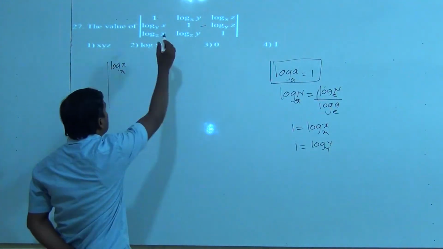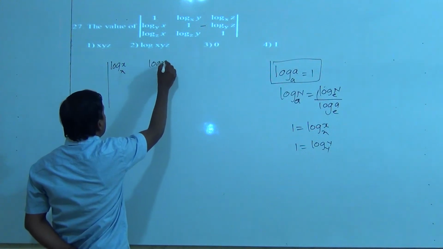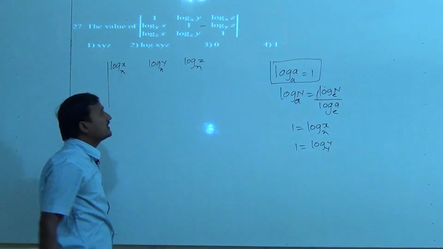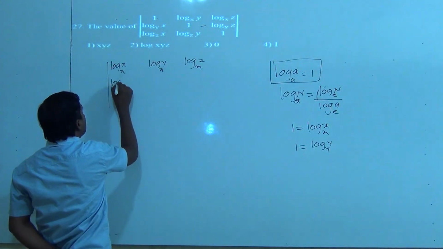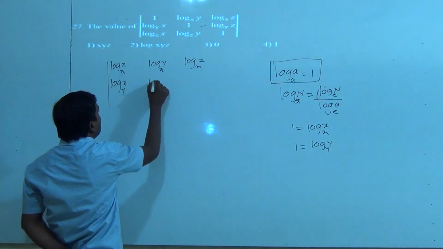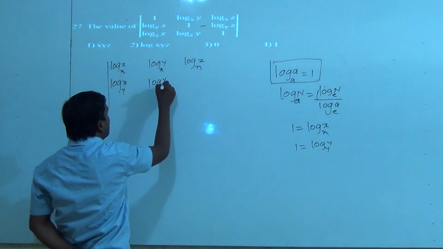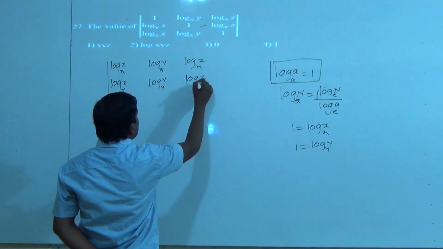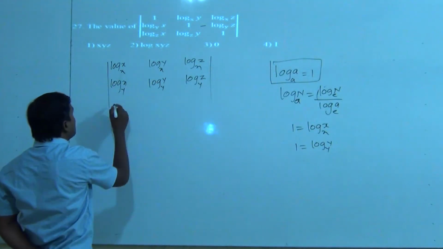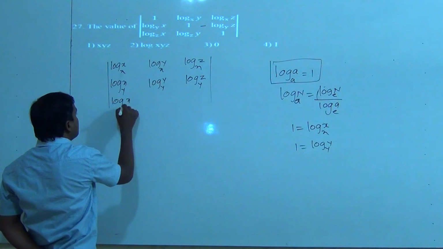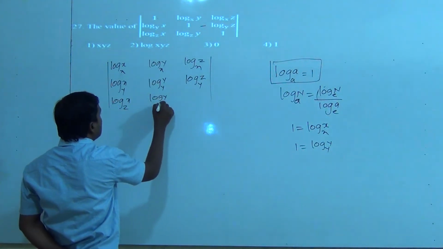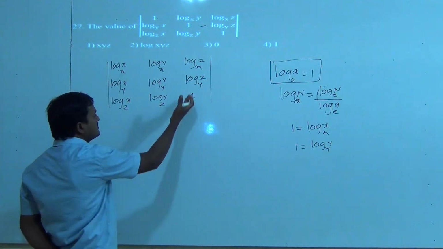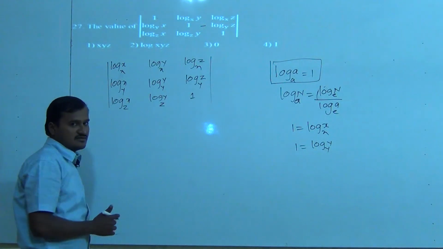Next, what about this? Here it is log y to the base x, log z to the base x, and here it is log x to the base y, and again here I will write 1, log y to the base y. What about this? Log z to the base y. Okay, and third row, log x to the base z, log y to the base z, and here I will write this one as it is, otherwise you will take log z to the base z, right?